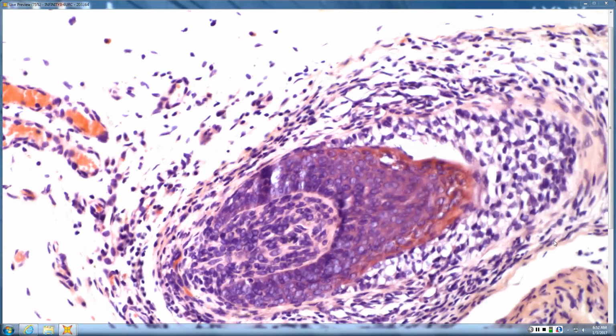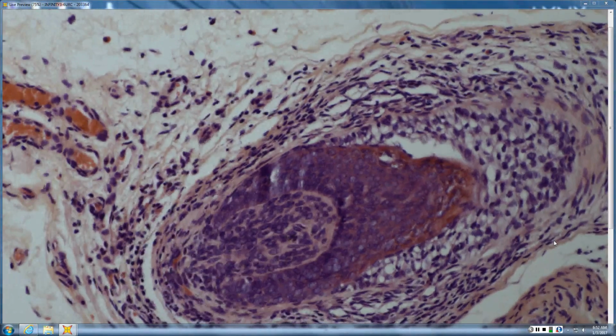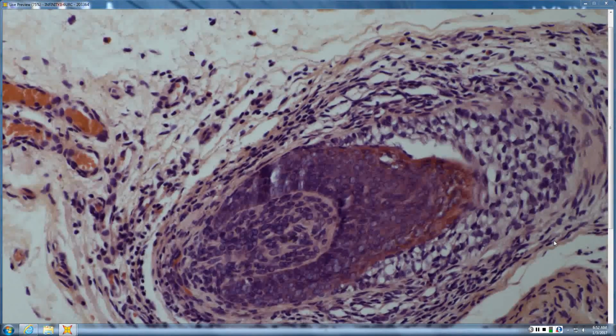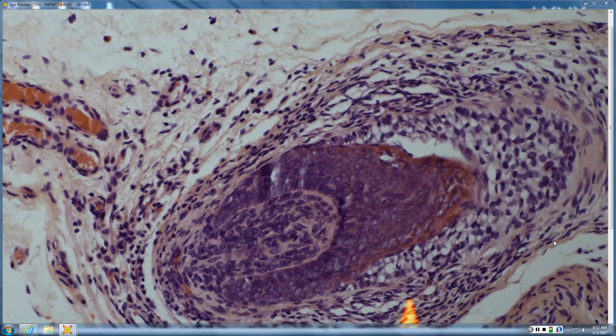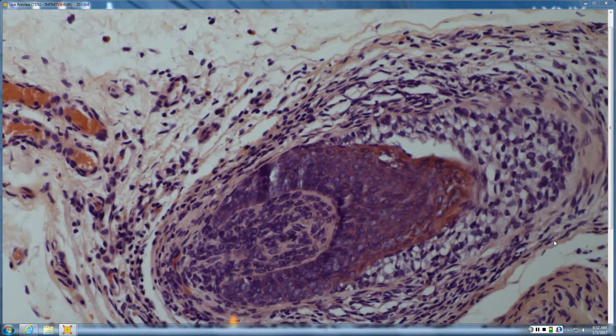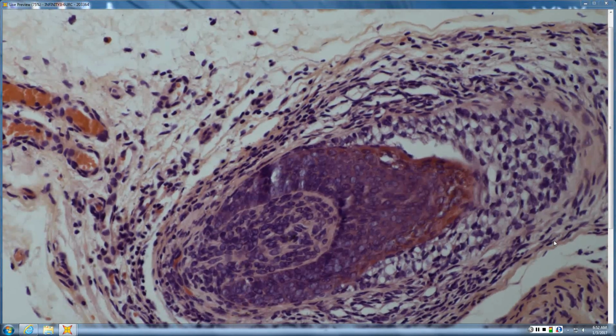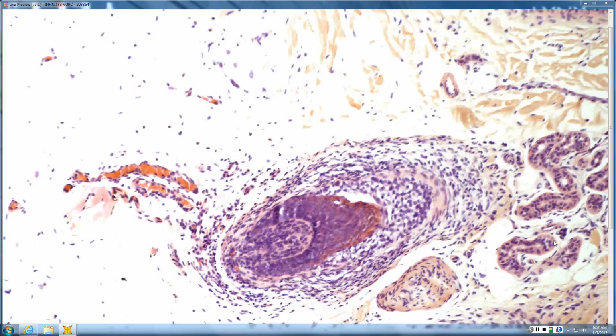I'll get a little bit closer. It doesn't guarantee it's alopecia areata, but this combination of dense lymphocytes and eosinophils and maybe even some mast cells just around the hair bulb is pretty classic for alopecia areata. There are some other subtle features.